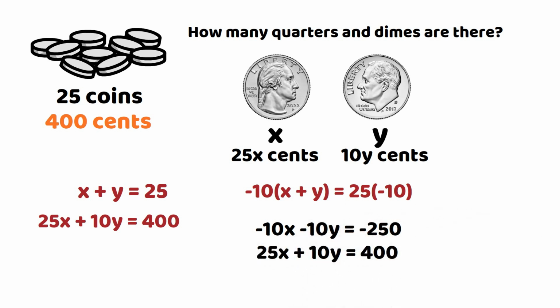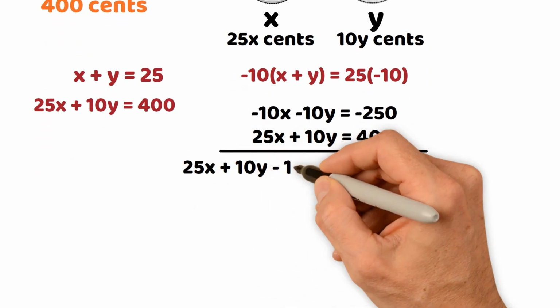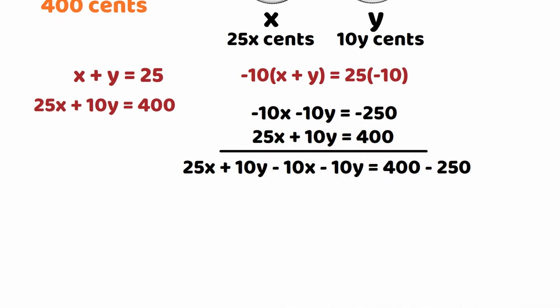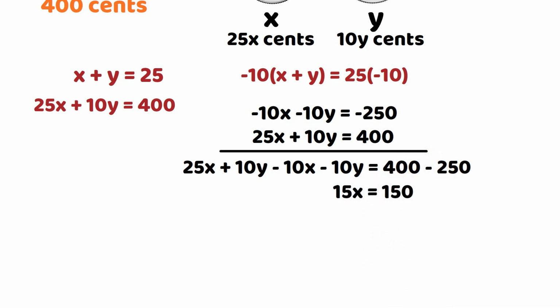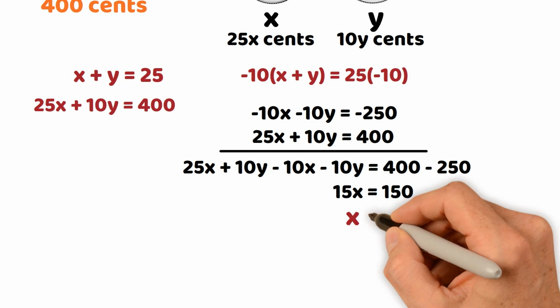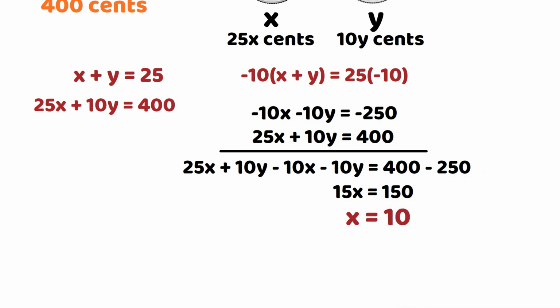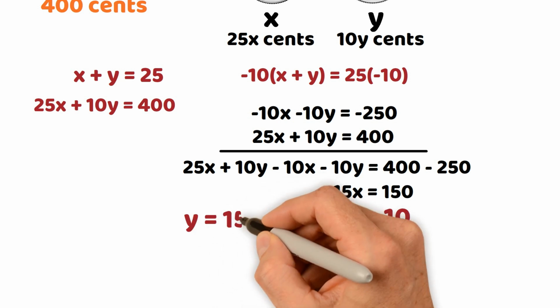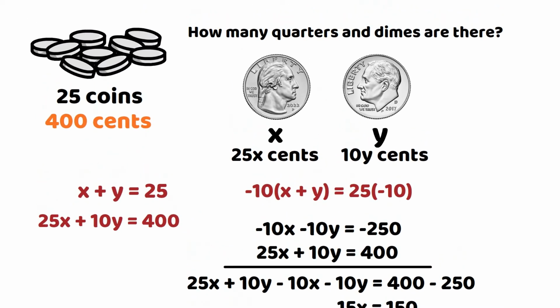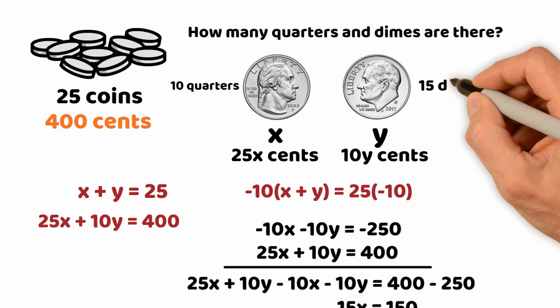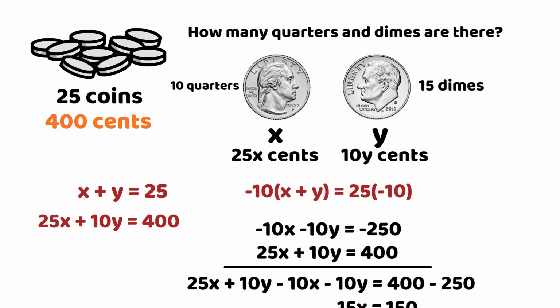25x minus 10x is 15x. The y's cancel, and 400 minus 250 is 150. So we have 15x equals 150, which simplifies to x equals 10. If x is 10, using the top equation, it's very easy to see that y has to equal 15. And in fact, if you check it, you will see that it's correct. The 10 quarters are $2.50, and the 15 dimes are $1.50, totaling $4.